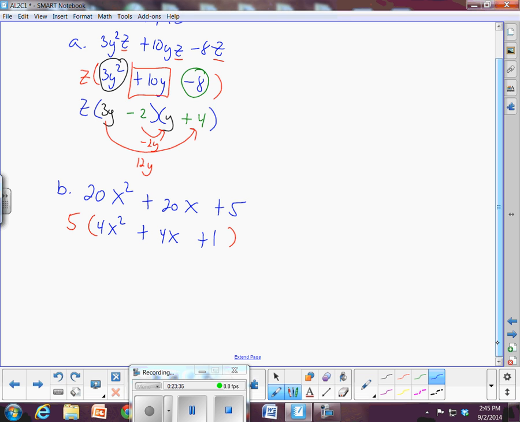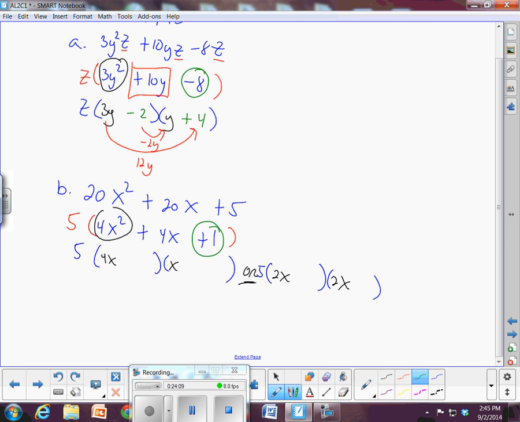Okay, so what would you do next? If you want to try yourself, pause it right now. All right, hopefully you said, I now need 2 parentheses, and I need 4x squared. That can be 4x and x, or, and again, I always want to write my possibilities up, don't forget your 5, 2 parentheses, or a 2x and a 2x. Okay, I only have a positive 1 to work with. That's all I've got.